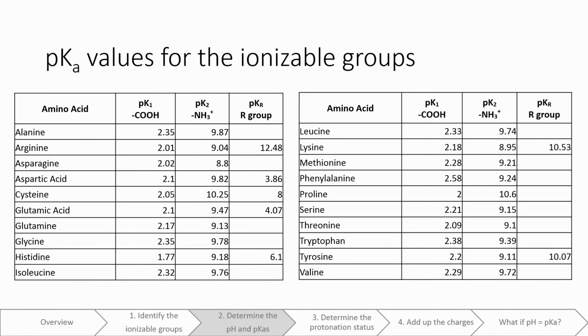These values should make sense if you think about the properties of these groups. The carboxyl group has a relatively low pKa. To remember this, I think that carboxyl groups are found on carboxylic acids. Note the word acid and hence the relatively low pKa. On the other hand, the amino group is relatively basic, hence the relatively high pKa.